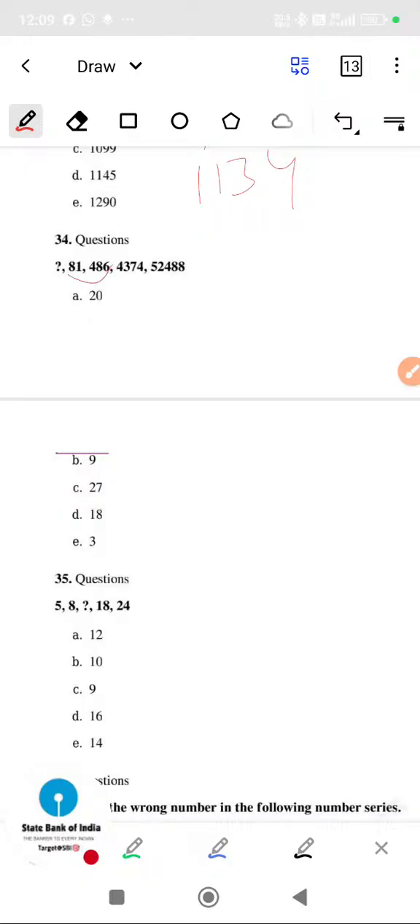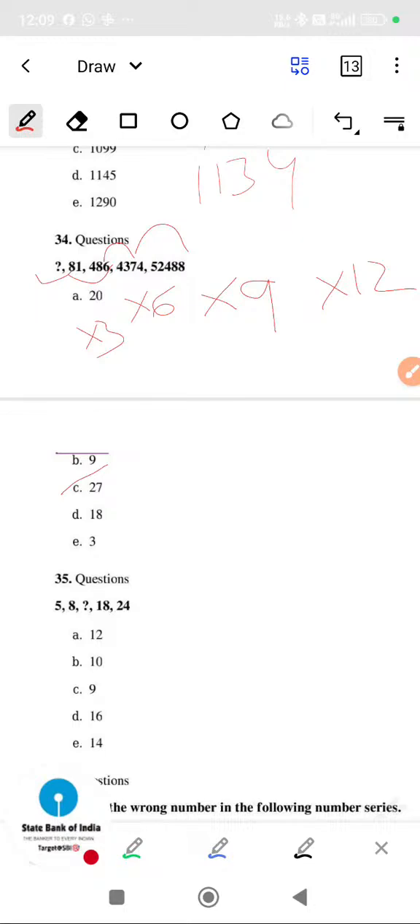81 becomes 486, which means it is multiplied by 6, and 486 becomes 4374. 4374 means 6 becomes 4, which means it is multiplied by 9, since 6 times will be 4 at the unit digit, so it must be multiplied by 9. Next one, 4 becomes 8, which means it must be multiplied by 12. So the first x must be multiplied by 3. So x times 3 will be 81, which means the answer will be 27. Option C is our answer.